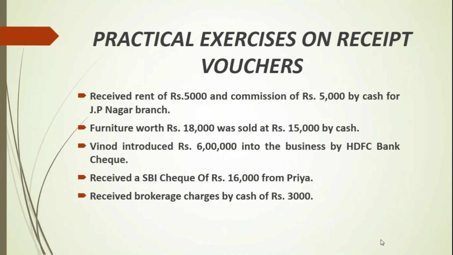Right. Furniture worth 18,000 was sold at 15,000 by cash. Okay. So the net worth of the furniture is 18,000. It was sold for 15,000 by cash. Now, how do we treat this entry? Worth is 18, but I receive on sale only 15,000. So the difference amount of 3,000, what it can be treated as?